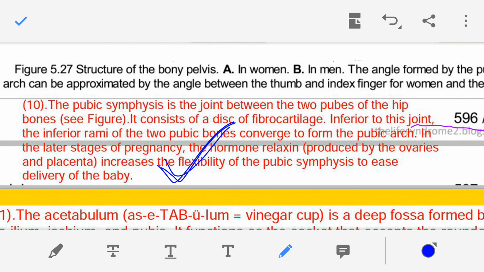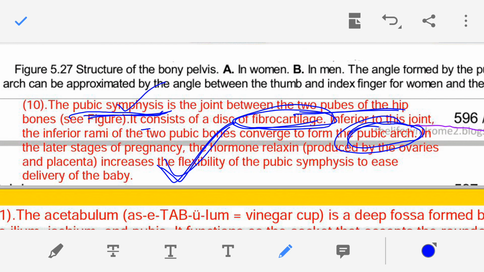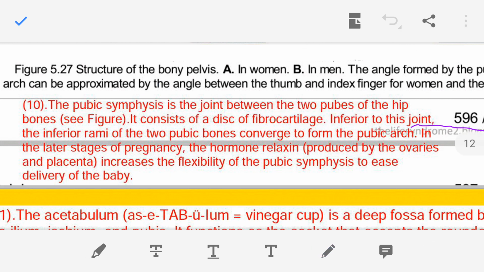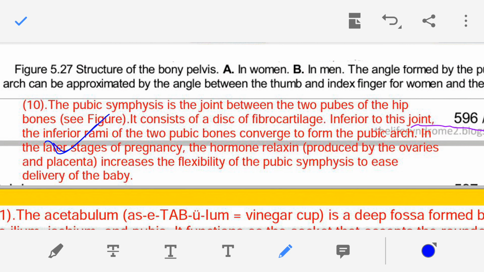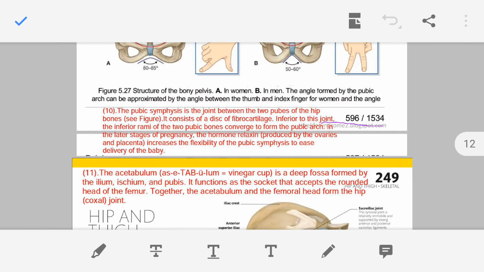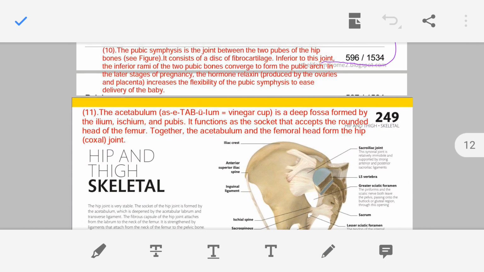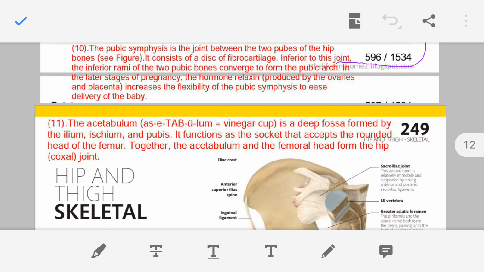So in this point we have learned about the pubic arch, what this pubic arch is made up of. Then we have learned about the pubic symphysis, how it is made. It is the joint between the two pubes of the hip bone, and it is made up of fibrocartilage. So this is the 10th point of our discussion. Now moving on to the 11th point of our discussion.